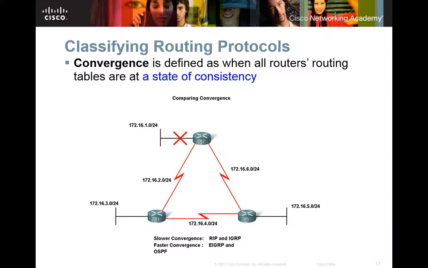Convergence. That's what happens when all routing tables are identical. They're consistent. They're not changing. Okay?